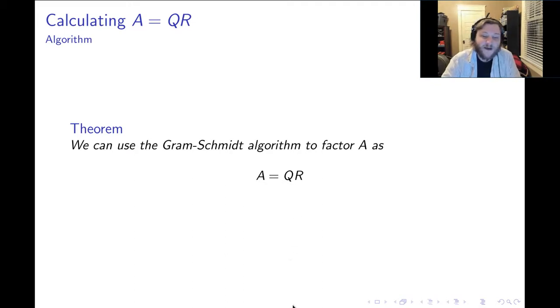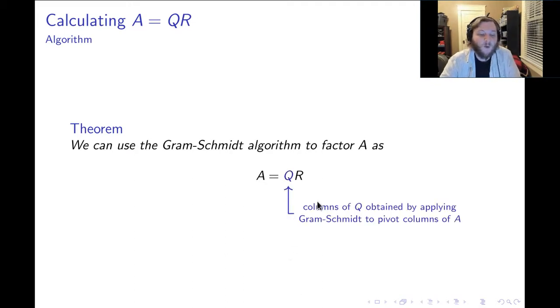How do we get the matrix Q here? Well, we obtain the columns of the matrix Q by applying the Gram-Schmidt algorithm to the pivot columns of the original matrix A. Remember, the pivot columns always form a basis of the column space of A. So that is a basis of the column space. And then if we run that basis through the Gram-Schmidt algorithm, that will give us the columns of Q in a QR factorization.